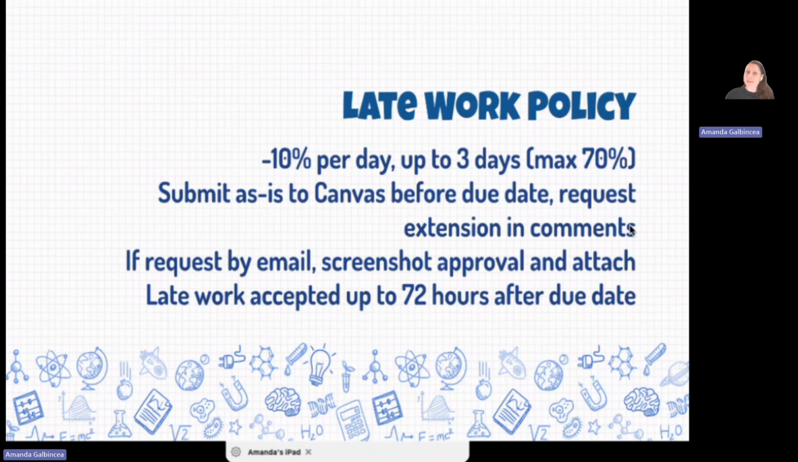If I notice that a student has not turned in their work and the due date has passed, I typically will send a Canvas message. It's an auto-populated message that will say no submission for blank assignment, and you'll know that they need to turn that assignment in.